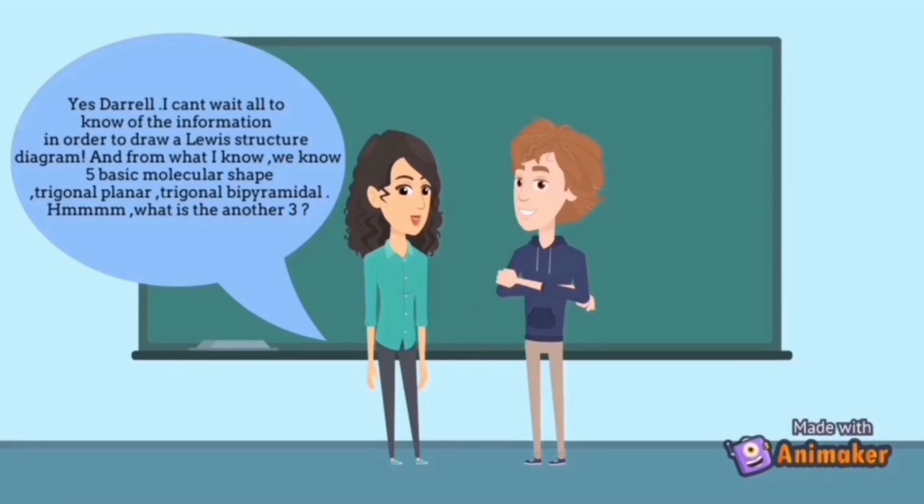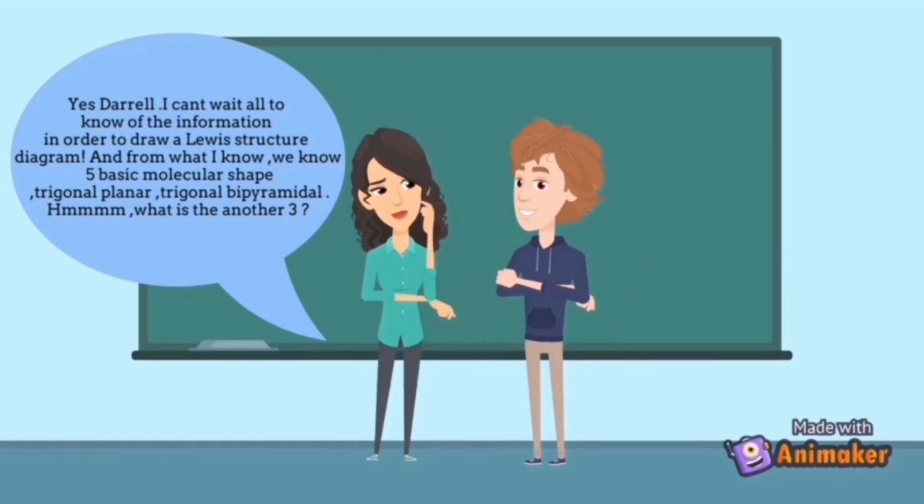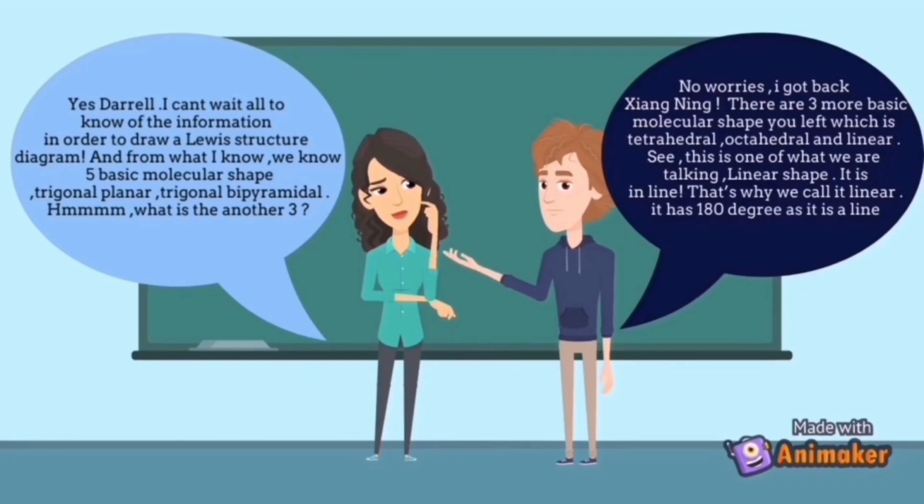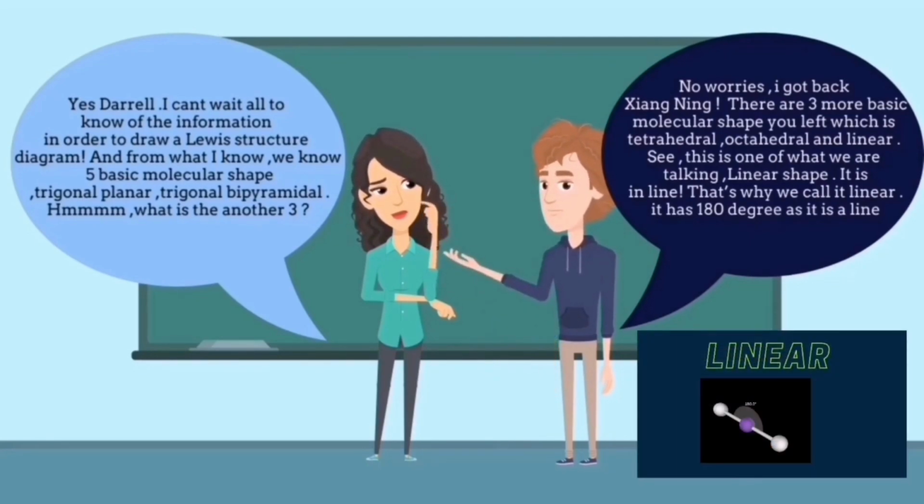Yes, Daryl, I can't wait to know all the information in order to draw a Lewis structure. And from what I know, we have 5 basic molecular shapes: trigonal planar, trigonal pyramidal. What are the other 3? No worries, I got your back, Xiangning. There are 3 more basic molecular shapes you left, which are tetrahedral, octahedral, and linear. See, this is one of what we are talking about, linear shape. It is in line, that's why we call it linear. It is 180 degrees as it is in a line.